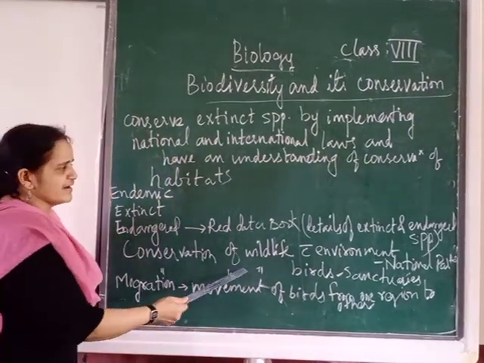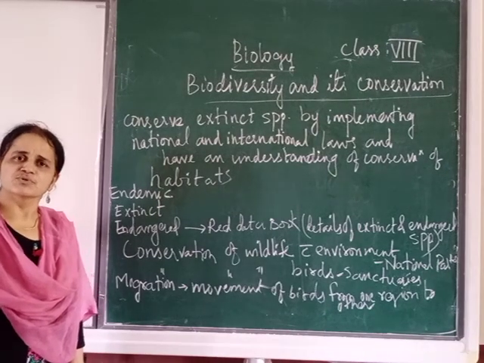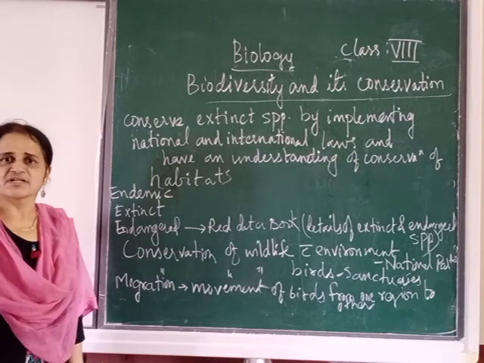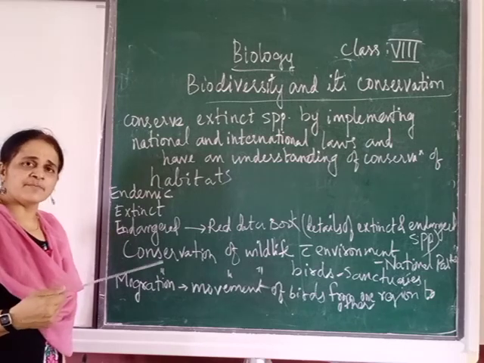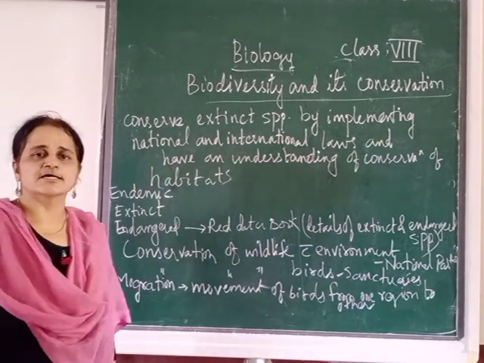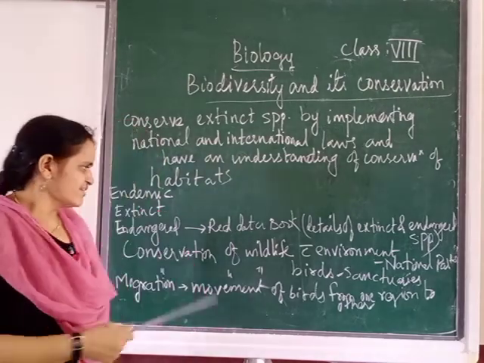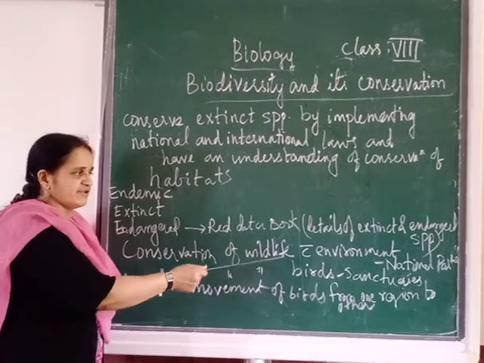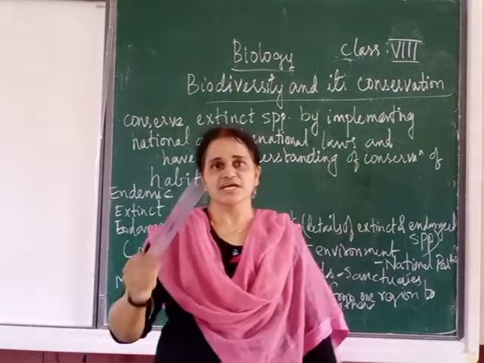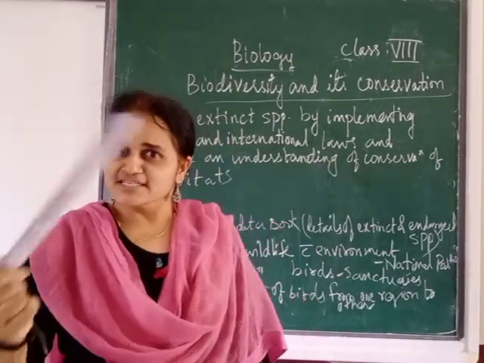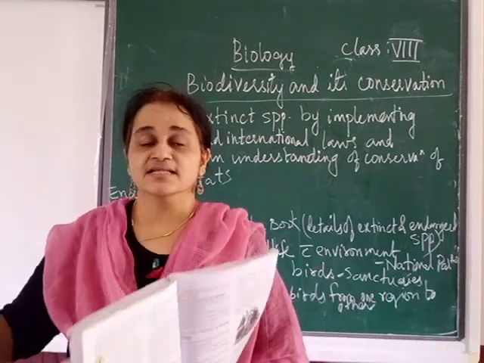Like conservation of wildlife. We are implementing some rules. Our government is following some rules. Some laws are there, national and international laws. With those international laws, we are able to protect, we are able to conserve the plants, animals or birds. When I talk about conservation of wildlife with environment, it is called a national park. Like Bandipur National Park, there are some tiger reserves. Because you know, tigers are also in that zone.